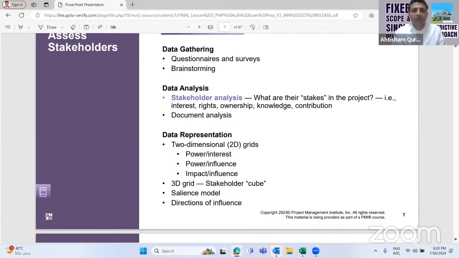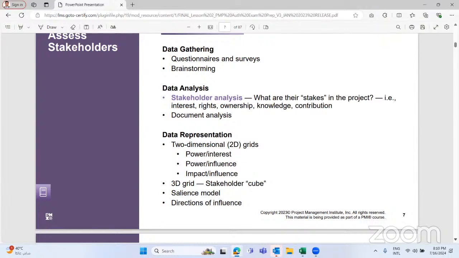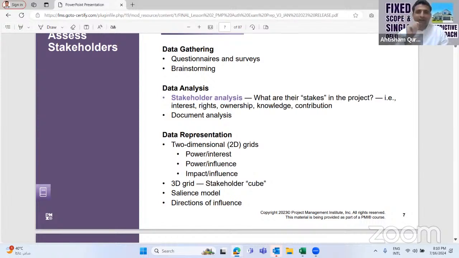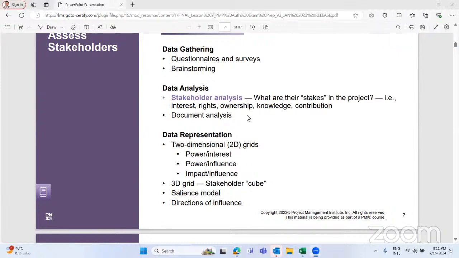We will come to know more details through the documents, like the organizational hierarchy. Viewing the organizational hierarchy, we will come to know more detail about the stakeholders, that they are the top people with a lot of power and a lot of influence, because we can see they are top in the hierarchy, right? That means we can use document analysis to assess the stakeholders. Make sense? Yeah, makes sense.